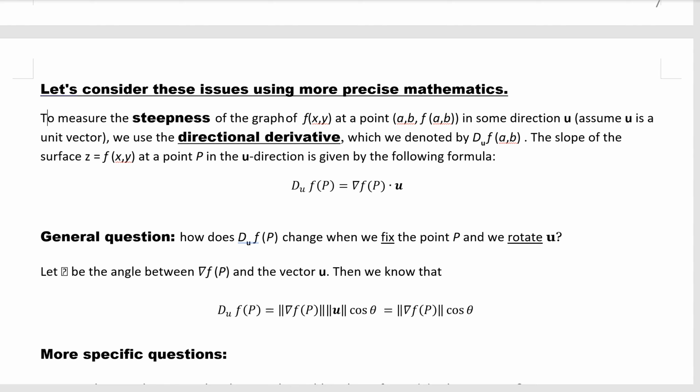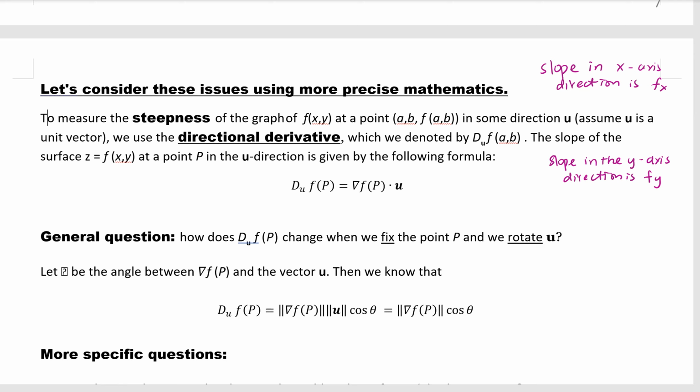We know the slope in the x-axis direction is f_x, right? And we know the slope of the surface in the y-axis direction is f_y.